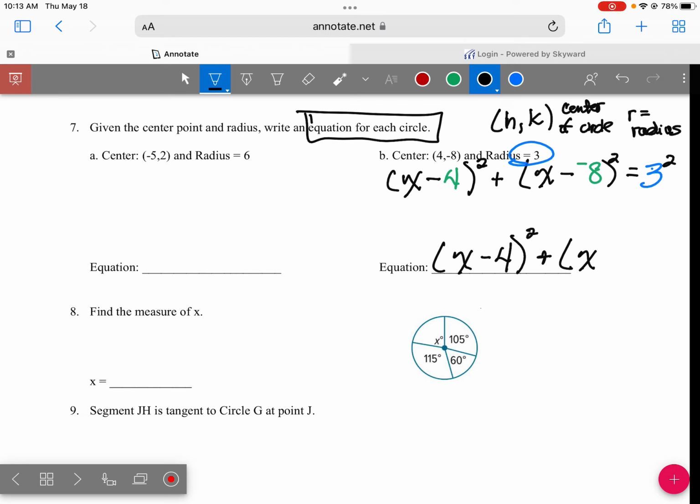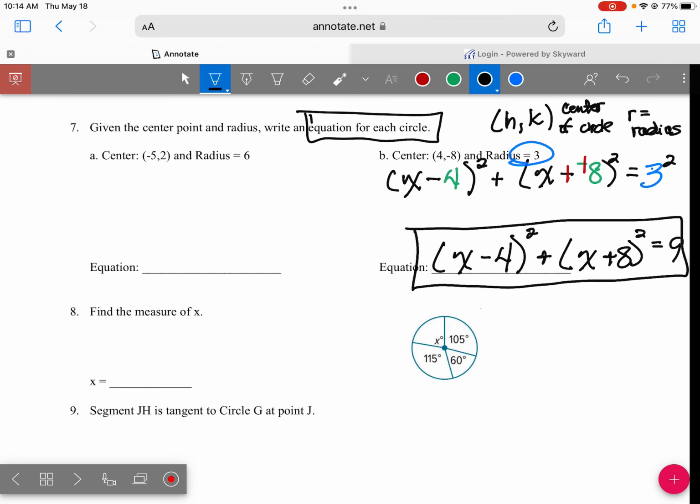All right, so we need to clean this up just a little bit. I cannot have a double negative, so we add the opposite here, and it becomes quantity x minus 4 squared plus quantity x plus 8 squared equals 3 squared, which is 9. So this is what we're looking for. Is that plus 8? Yes, plus 8. Because we can't subtract a negative. You change it to adding.